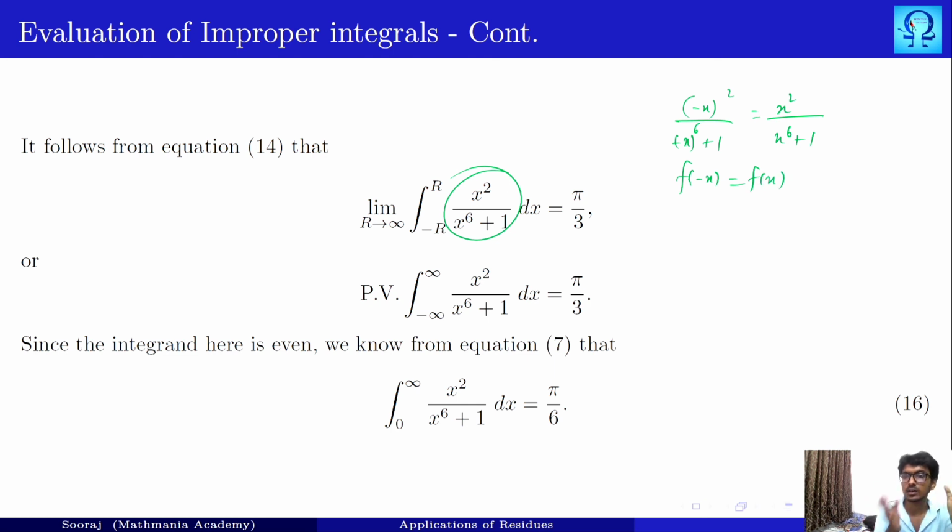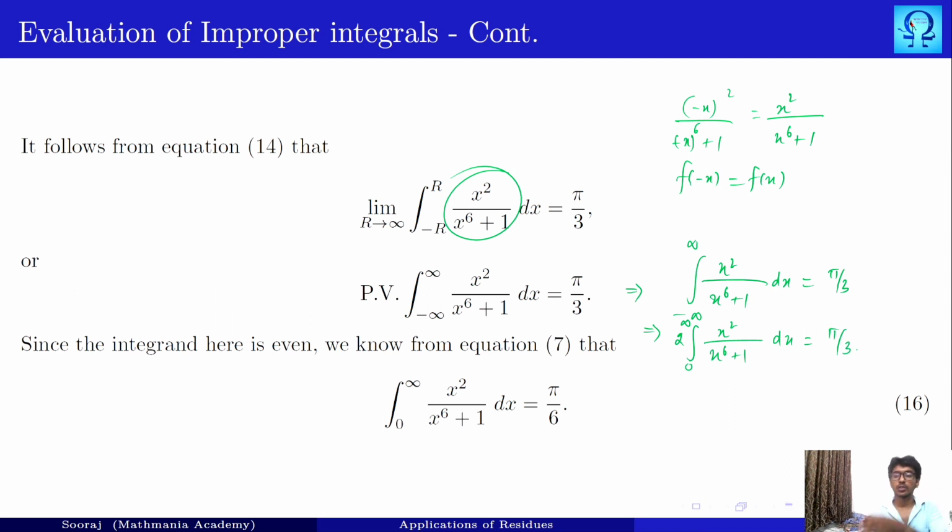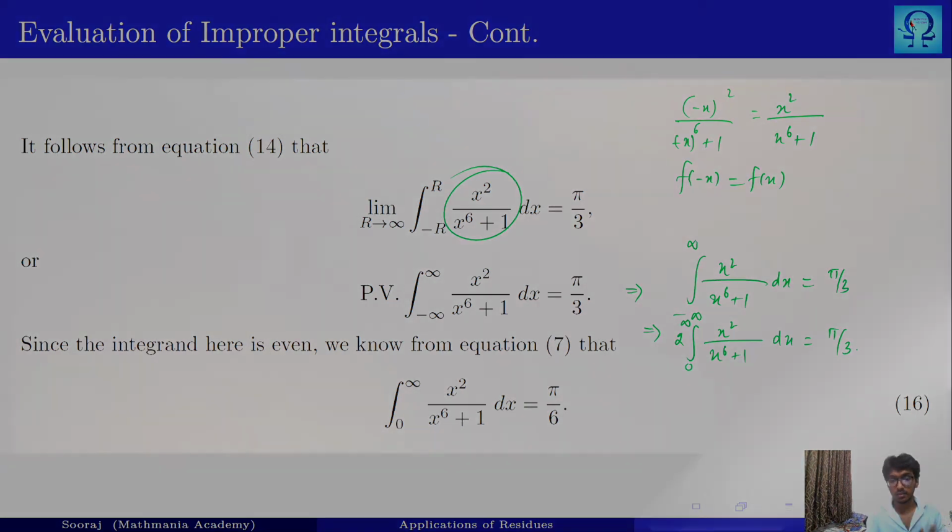When it is an even function, Cauchy principal value is the same as the improper integral. So this gives you the integral from minus infinity to infinity of x squared upon x power 6 plus 1 dx is pi upon 3. This tells you twice the integral from 0 to infinity of x squared upon x power 6 plus 1 dx is equal to pi upon 3. So when you take the 2 from the left side to the right hand side, you would get the equation 16, and this completes the example. Thank you.